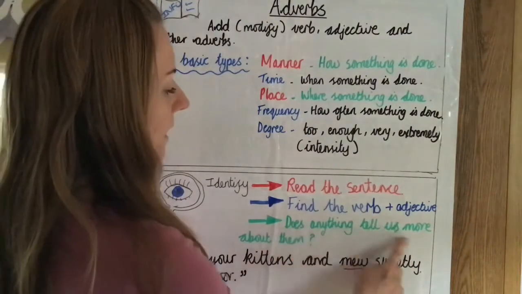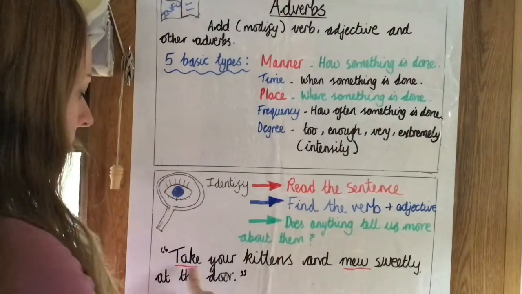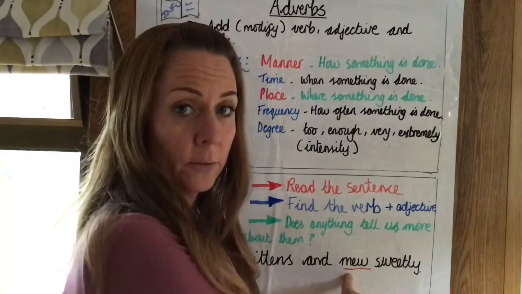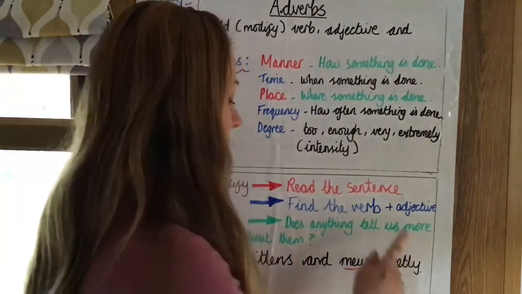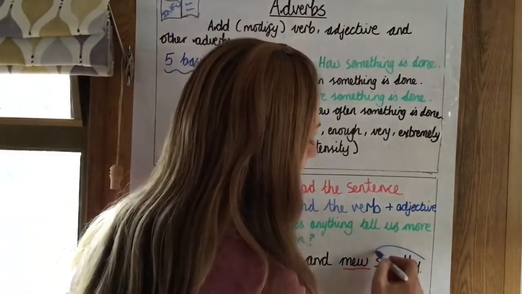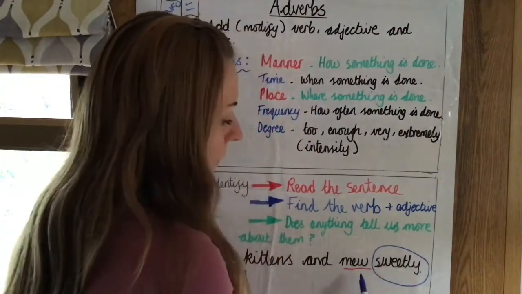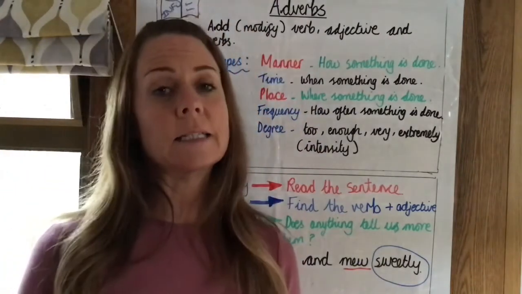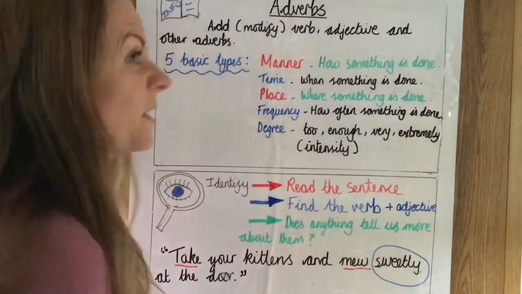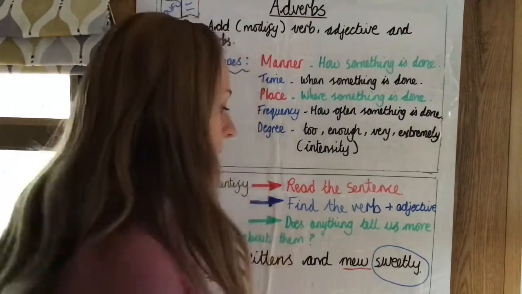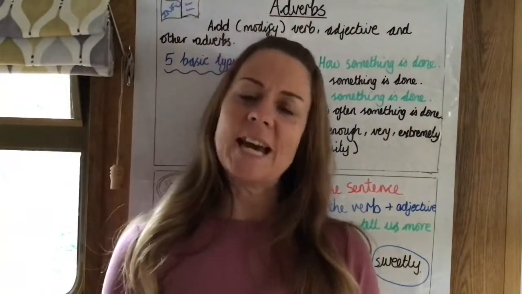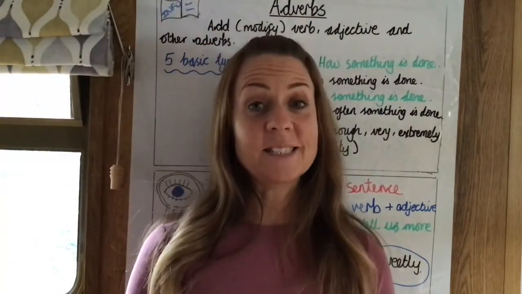So now we say, does anything tell us more about them? Nothing tells us how she should take the kittens, but something tells us how she should mew. She should mew sweetly at the door. So sweetly is our adverb. It modifies the word mew, so we understand exactly how Marmalady should mew in the sentence. We don't have any adjectives here, so we don't need to ask the question, what information is being added to the adjective? I think we should have a practice together first. What do you think? It's a good idea, isn't it?